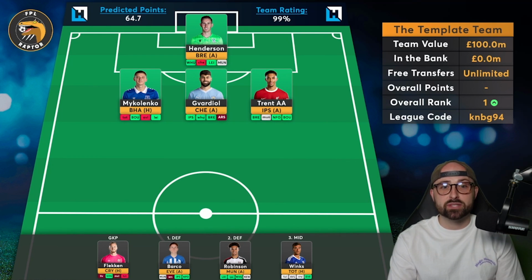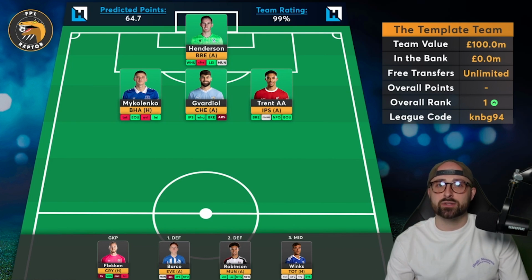In terms of other keepers that were coming up quite a lot, Raya was quite popular. Actually, a lot more popular than I thought, as a good way to cover the Arsenal defence, because as you can see here, there are no Arsenal defenders, but Raya was quite highly owned. Pickford and Pope and players like that, the £5 million goalkeepers, actually weren't that highly owned. So most people were going for either Henderson, Flekken, or they were going for someone like a David Raya. But these two were definitely the most highly owned.